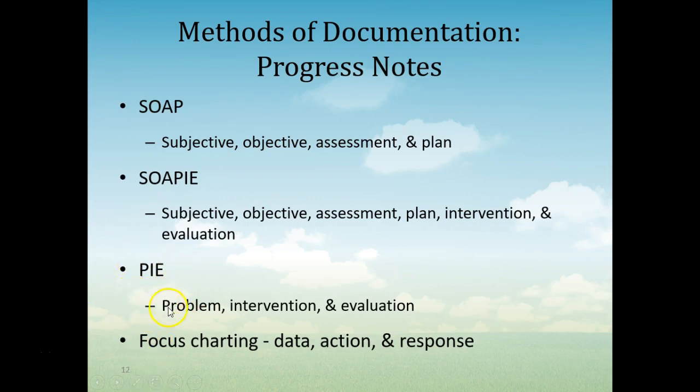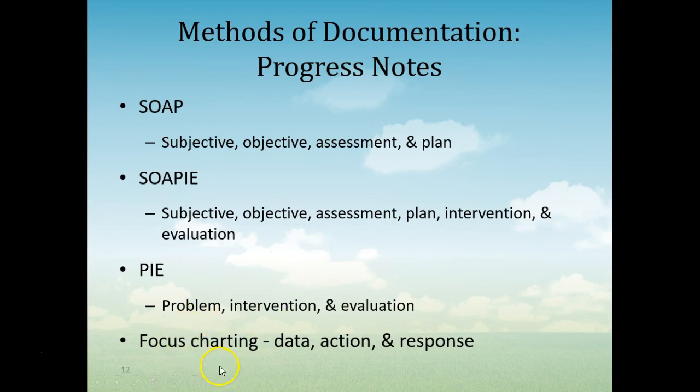So PIE would be set up as such: problem, intervention, and evaluation. The problem would be something as simple as maybe nausea. The patient had nausea. Intervention would be, what did we do for the patient? And then the evaluation would be, how did the patient respond to what we did? Okay, so it just organizes a progress note.